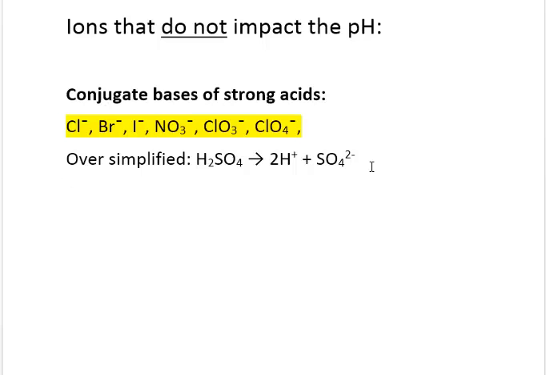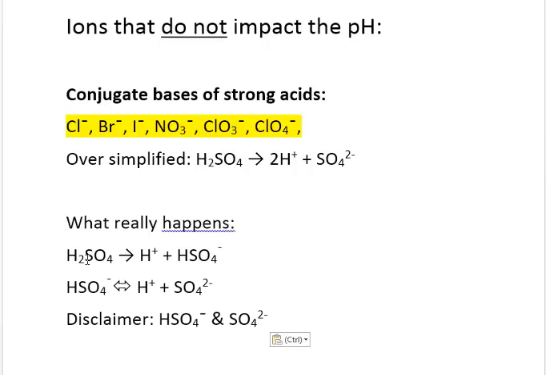This is an oversimplification, and what really happens is sulfuric acid goes through 2 dissociations. The first dissociation goes practically to completion. So for every mole of sulfuric acid, we're going to get a mole of proton as well as hydrogen sulfate. Now, hydrogen sulfate will dissociate to a much larger extent than most weak acids. It's actually a kind of strong weak acid, but there is an equilibrium here. So sulfate is actually the conjugate base of a weak acid. It's not the conjugate base of a strong acid.